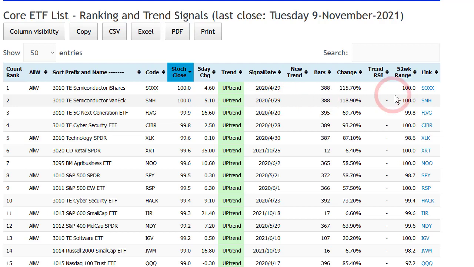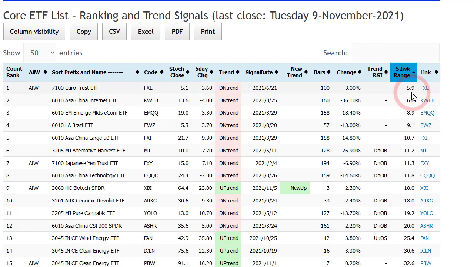And if you go over to the right here, we've got the 52-week range indicator, which is also at 100, which means we're at 52-week highs. And if we reverse this sort, we can see these are the ETFs near 52-week lows. We have the Euro, China Internet, emerging markets, Brazil, and China large cap 50. And there is alternative harvest cannabis. So we want to avoid those.